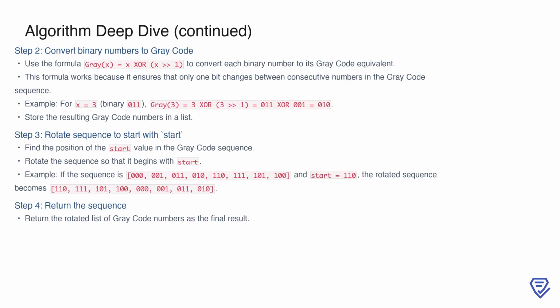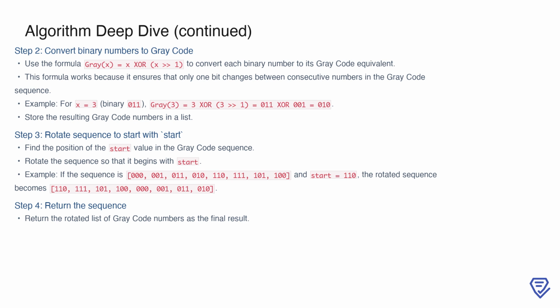Next, we convert the binary numbers into their gray code equivalents. This is achieved using the formula gray(x) equals x XOR (x >> 1). The formula works because it ensures that only 1 bit changes between consecutive numbers in the gray code sequence, a core property of gray code. For instance, if we take x equals 3, which is represented in binary as 011, applying the formula gives gray(3) equals 3 XOR (3 >> 1) equals 011 XOR 001 equals 010. This process is repeated for each binary number, and the resulting gray code values are stored in a list.